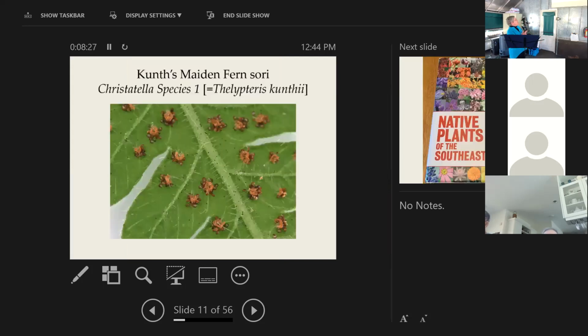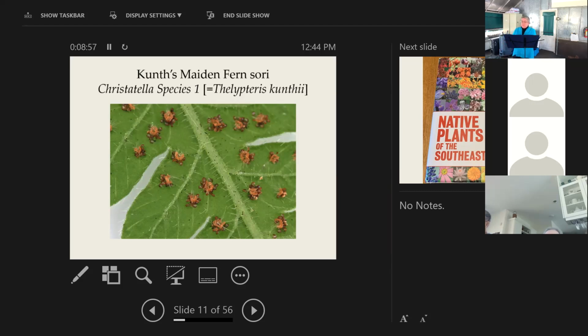Now this is a close-up of the sori of Kuntz's maiden fern, which used to be called Thelypteris kuntzii, but it has a new name this week. You'll notice these orange structures; that's a membrane called an indusium. Often, but not every time, the sori are covered by a thin membrane that dries up and eventually exposes the sporangia. But you can see the individual sporangia here sticking up out from under the indusium.